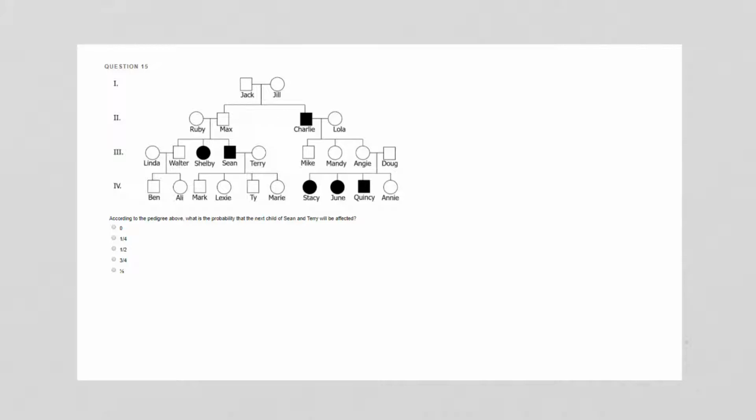Question 15, we're looking at Sean and Terry. Okay, so Sean and Terry down here, we know that Sean is little a. Terry, we know has at least one capital A. We don't necessarily know 100% for sure what the second allele is going to be for Terry, but we don't have any history of children being affected by this disorder. We don't know anything about Terry's family, so we make the assumption that she's going to be homozygous dominant. So if she is capital A, and Sean is two lowercase, then we know that all of their children are going to be heterozygous. So we would expect that there's no chance that their children are going to end up affected in this case.